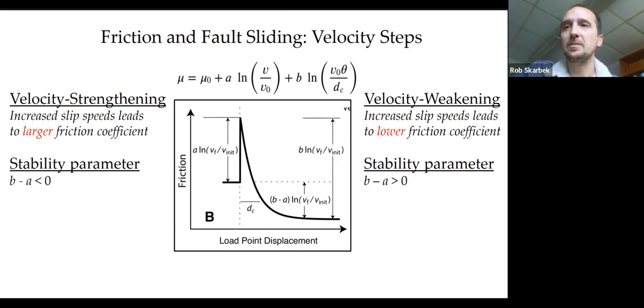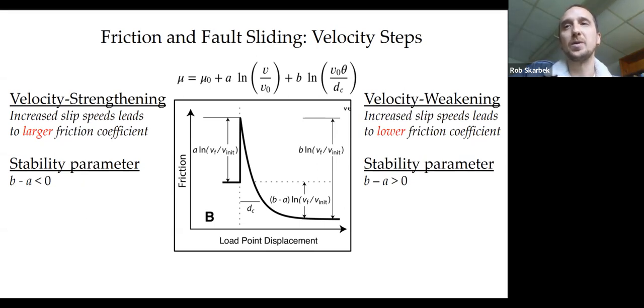Then the parameters A and B, or their difference, determine whether the new friction coefficient is smaller or larger than its previous value. If B minus A is less than 0, then the fault is said to be velocity strengthening, and that means the friction coefficient gets larger when the fault slides faster. Vice versa, if B minus A is greater than 0, then we say the fault is velocity weakening, and that just means as the slip speeds increase, the friction coefficient decreases.